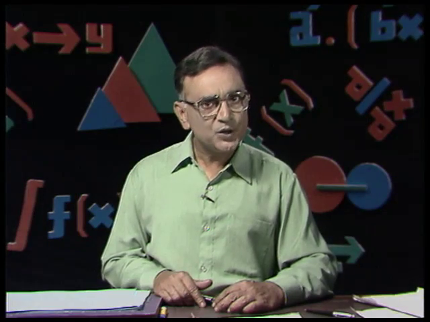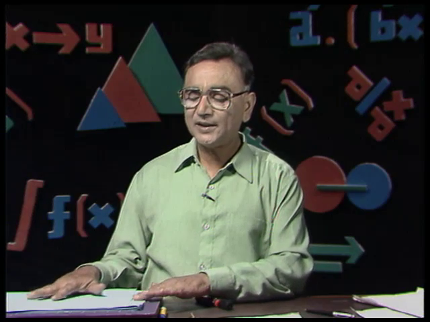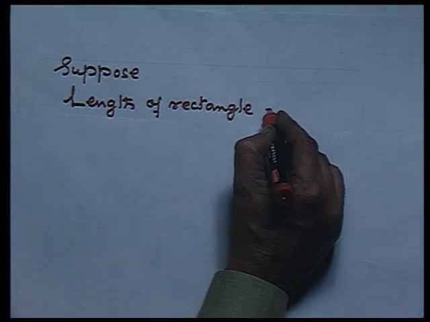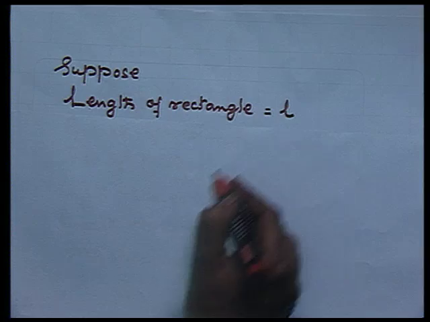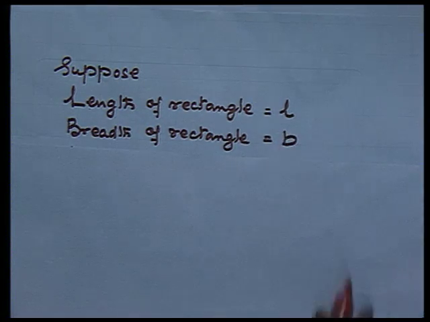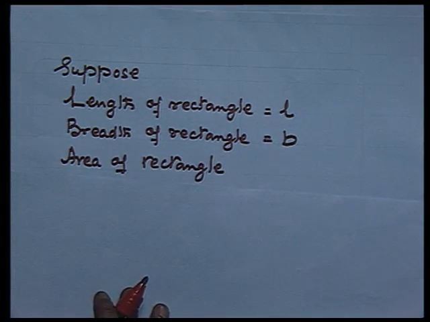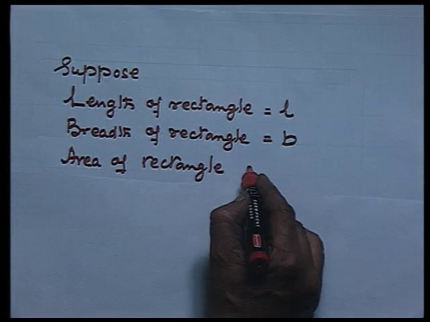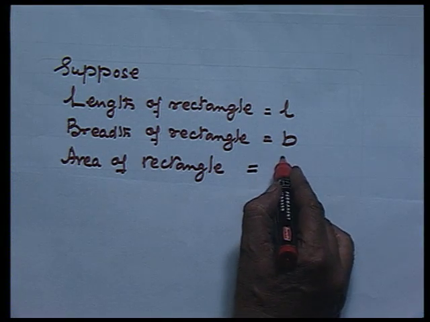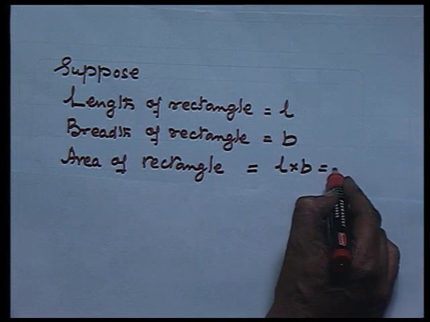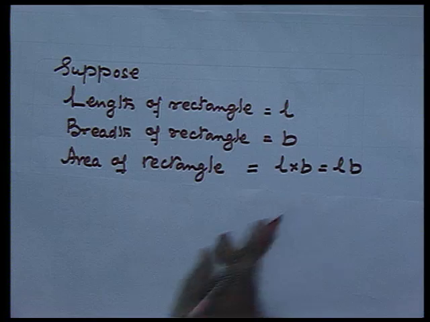So, what will we assume? We will assume the length to be x or any other variable. Here I will take the length as L and the breadth of the rectangle I will take as B. Now, when the original length is L and the breadth is B, the area of the rectangle is length times breadth. So, that will be L times B, that is equal to LB.